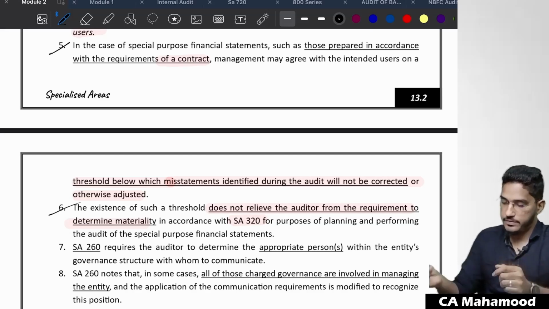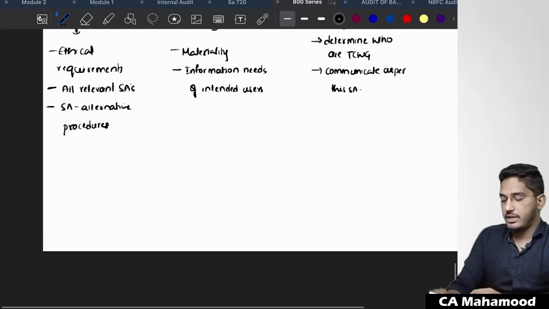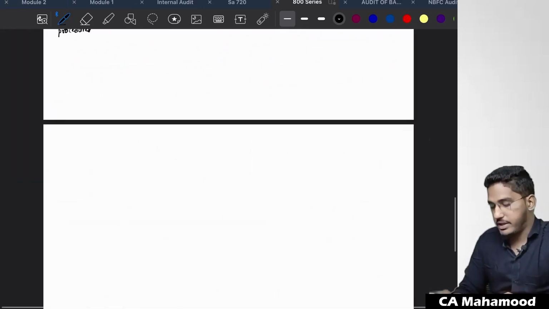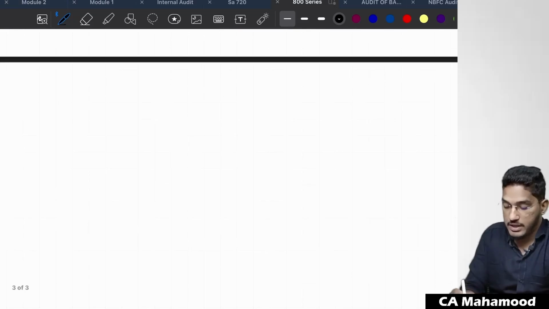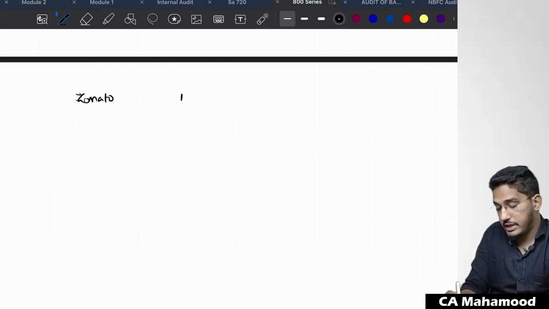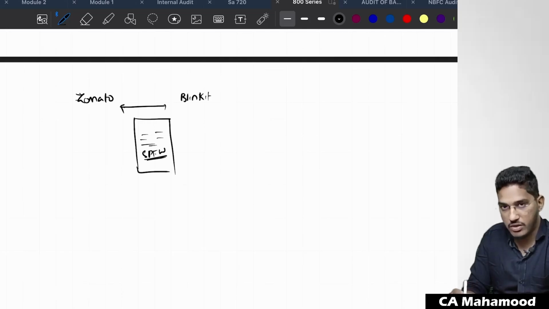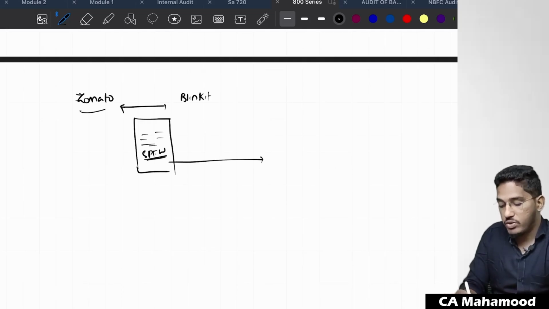Done. Okay. So let me explain that now, what they are trying to say here. As I always say, examples make the concept easy. Let us take an example to make you understand it. I was telling you that Zomato and Blinkit example. Now, for the purpose of acquisition, they have a contract. In that contract only, they have decided what is that special purpose framework, what set of rules and regulations they are required to follow. They have mentioned in the contract. In the contract, they both have agreed.